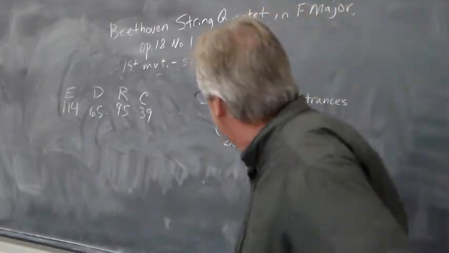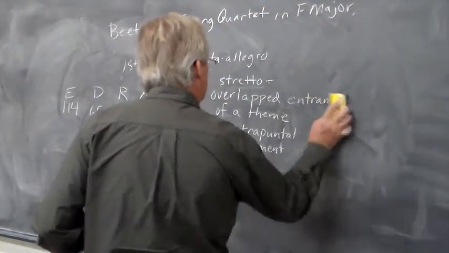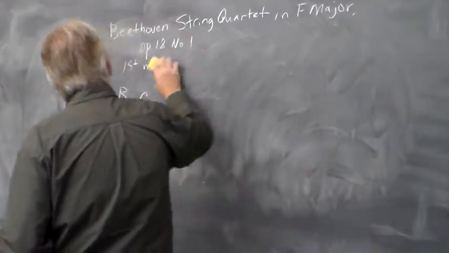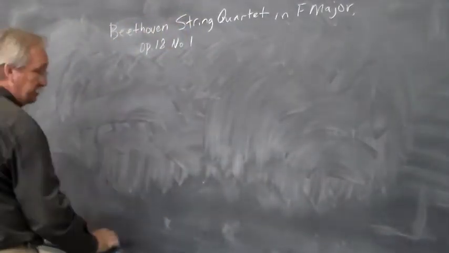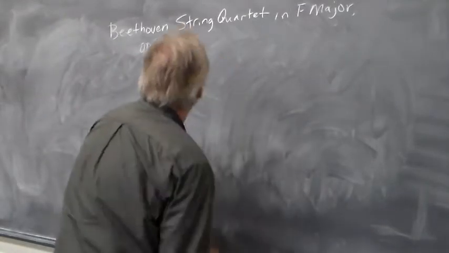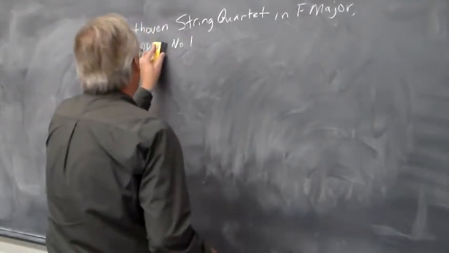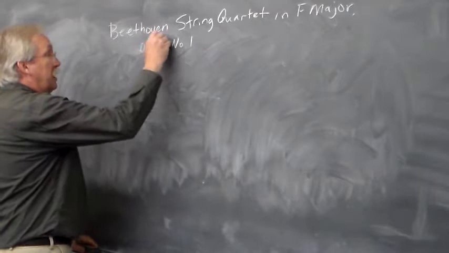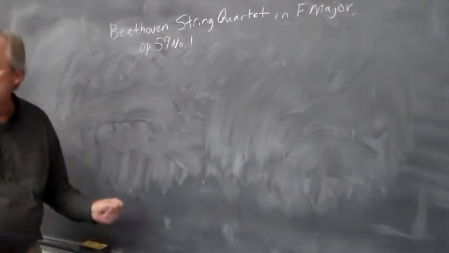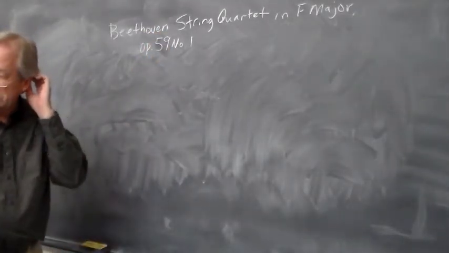All right, so that's a good example of this early period. So the next one that we're going to look at is also in the key of F major. So Opus 59, number 1.